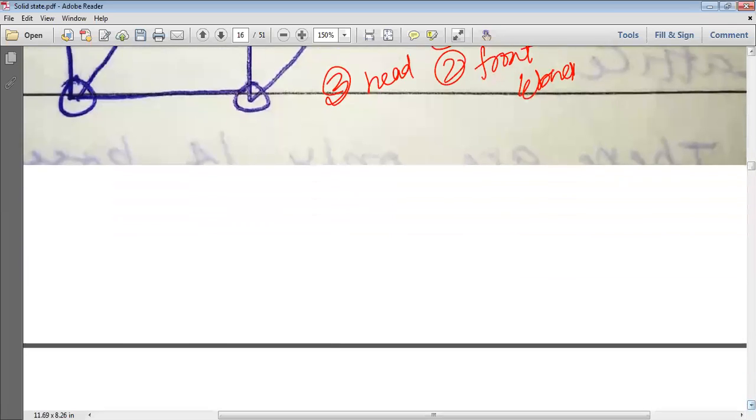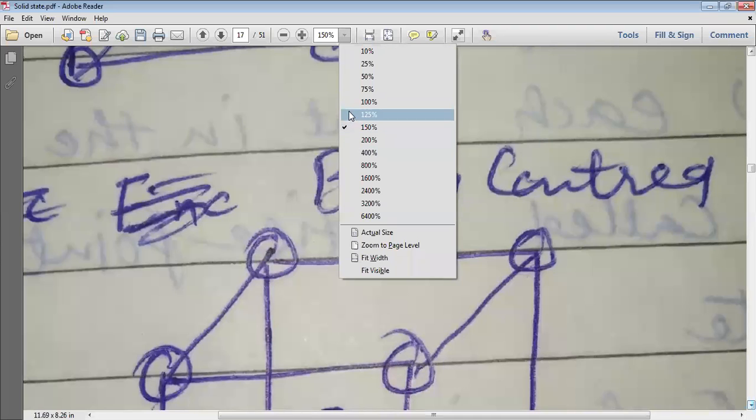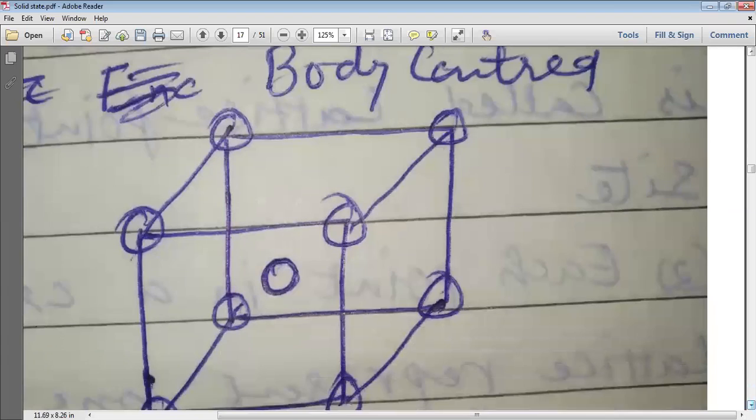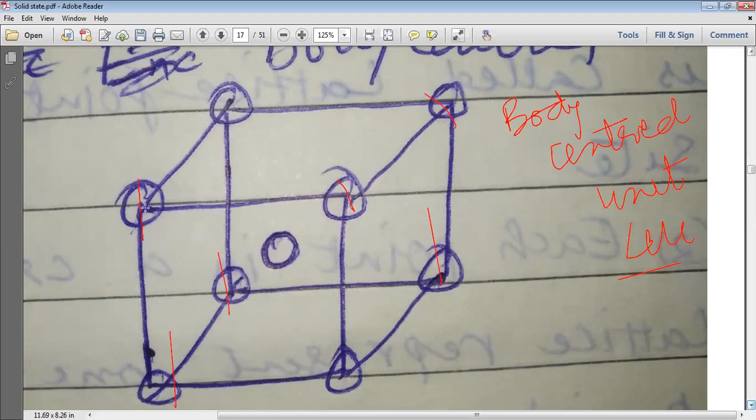Now let's move forward and understand the centered cells, or the unit cells in which we have points present apart from the corners. So here you can see this is the body centered unit cell. My dear students, in this body centered unit cell, apart from the 8 corners, you can see 1, 2, 3, 4, 5, 6, 7 and 8. Apart from these 8 corners, there is one point present at the center of the body, and that is why it is known as the body centered unit cell.